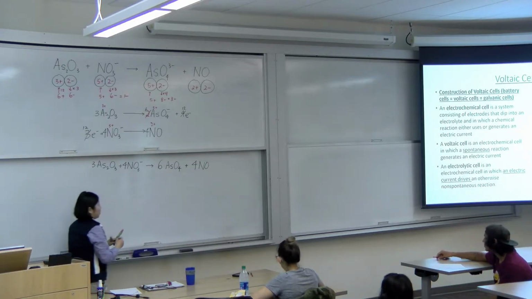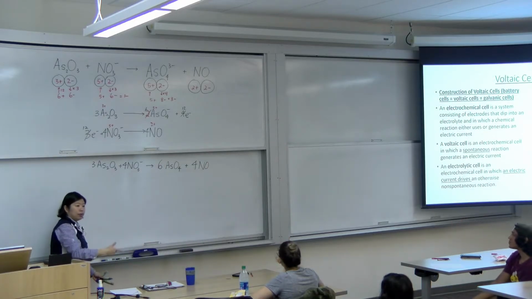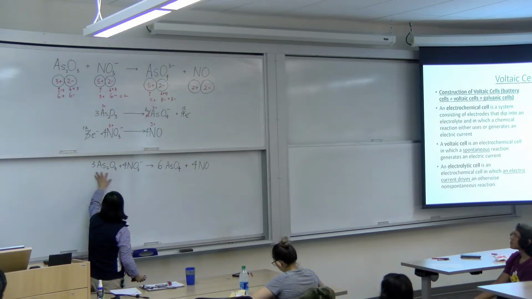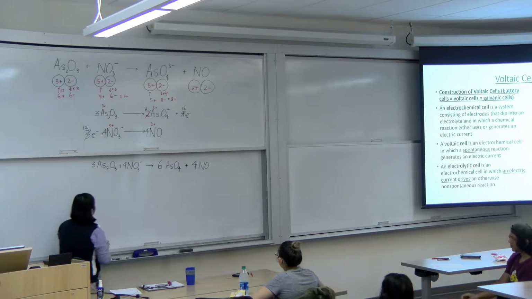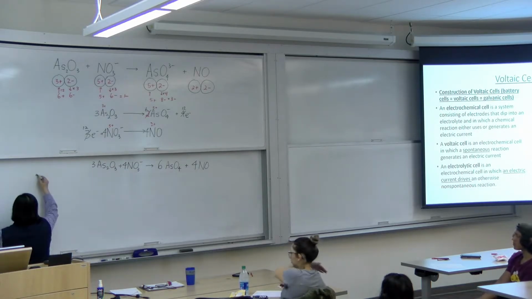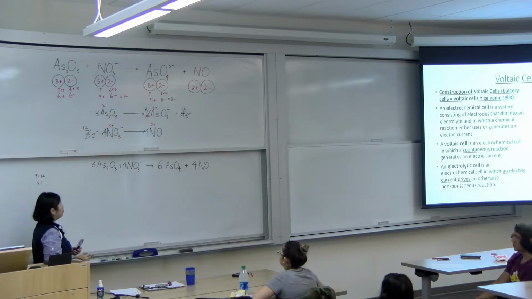Now, I like to count. And remember, you got to go water, then H plus, then OH minus. So, how many oxygens do I have here? 9. And how many do I have here? 9 and plus 12 is 21. Okay? I'm counting on you to do the math because I'm terrible at math.